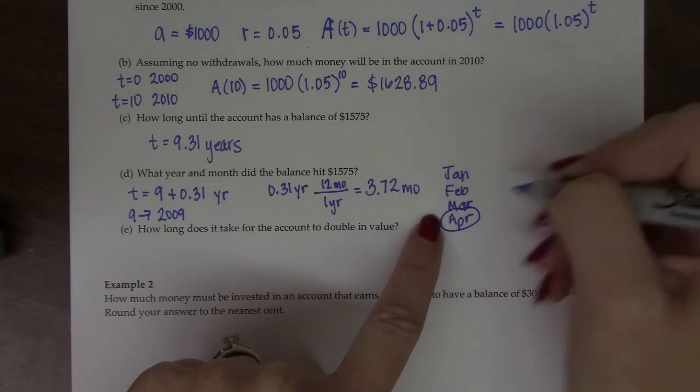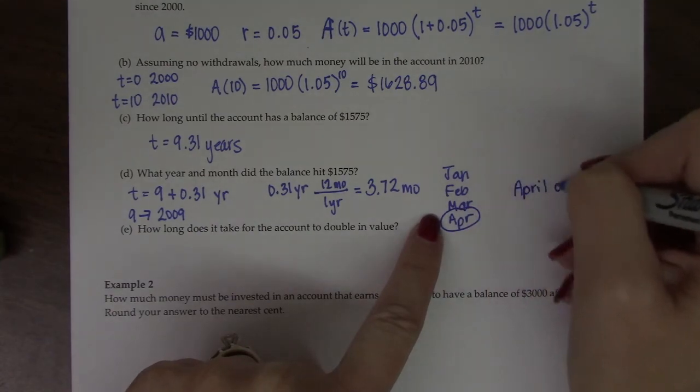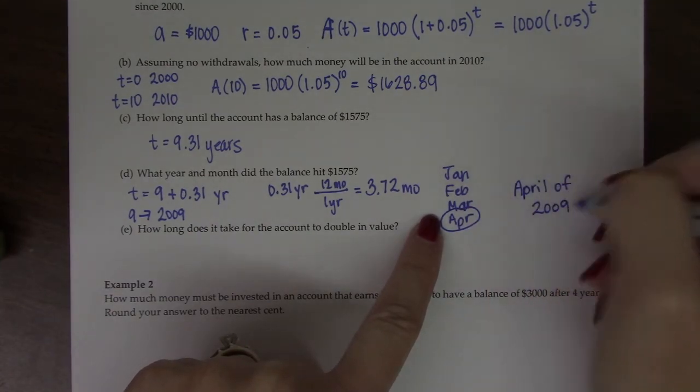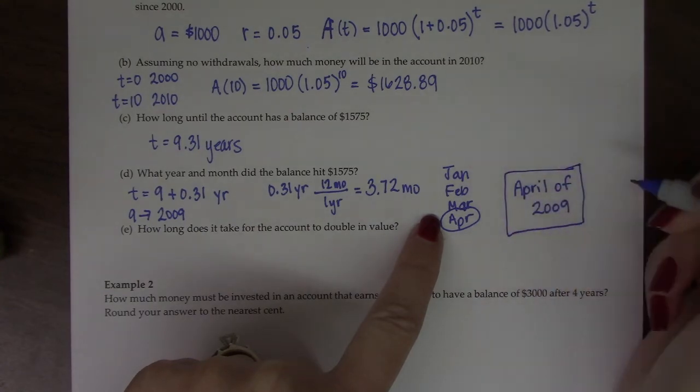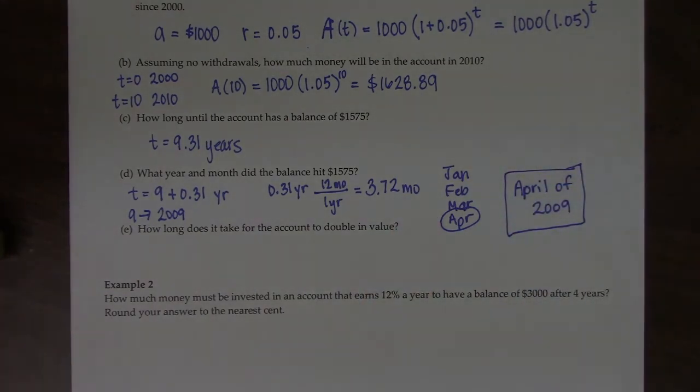So that means April of 2009 is when the bank balance will hit. So we can't round because we didn't quite get to the 4th month, right? So we were somewhere in between 3 and 4 months.